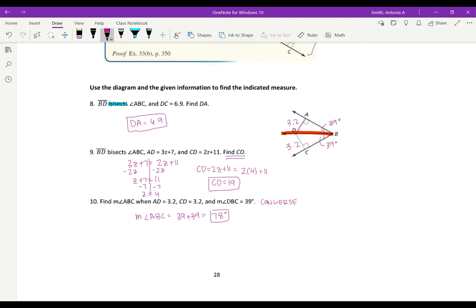Okay, so that's just a little bit of information on our triangles, and we're going to get into a lot more with triangles coming up. Okay.